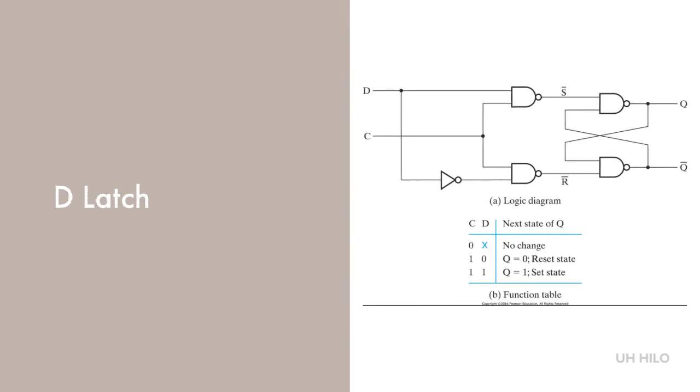When C is equal to 1, we sample the D input. If D is 1, the Q output goes to 1, placing the circuit in the set state. If D is 0, output Q goes to 0, placing the circuit in the reset state.